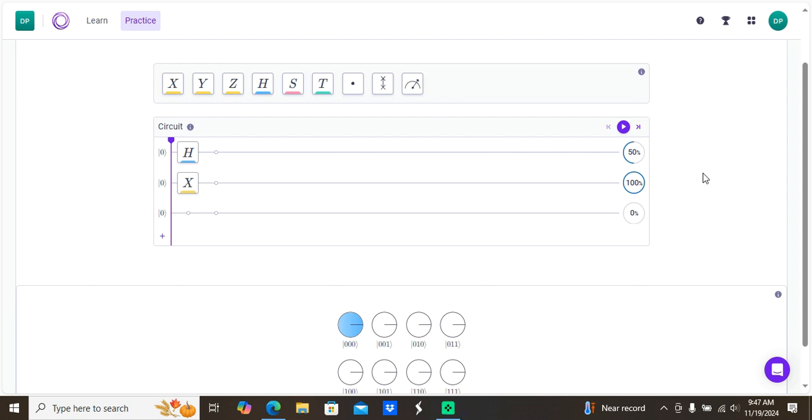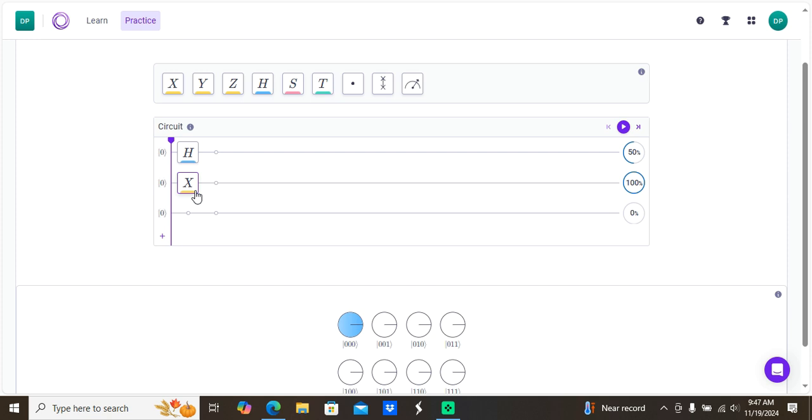Okay, in this video, I'm going to show you how to use the swap gate. The swap gate. Okay. So first, we're going to start off with a Hadamard on the first qubit line, the first qubit, and we're going to use an X gate or NOT gate on the second qubit line.